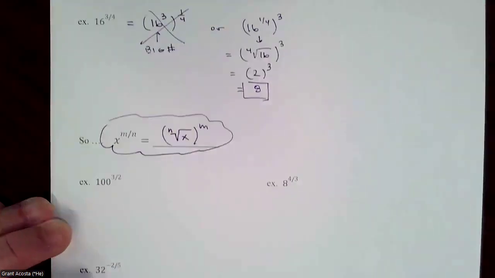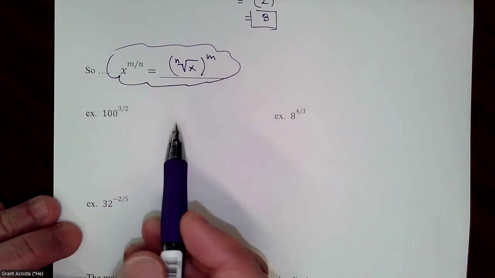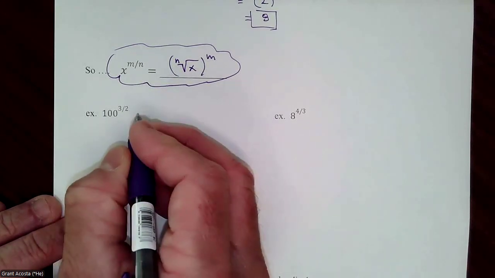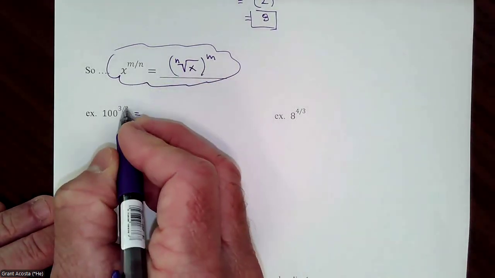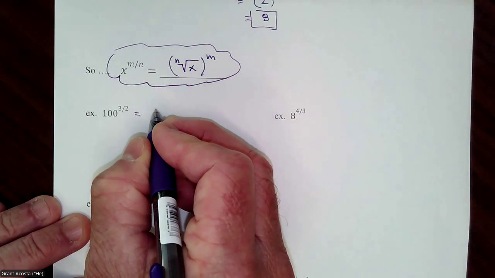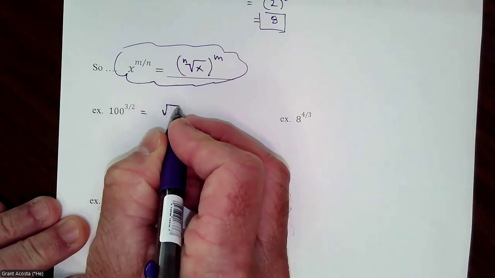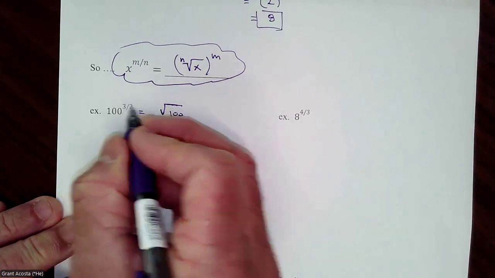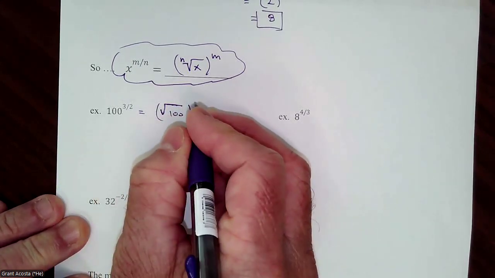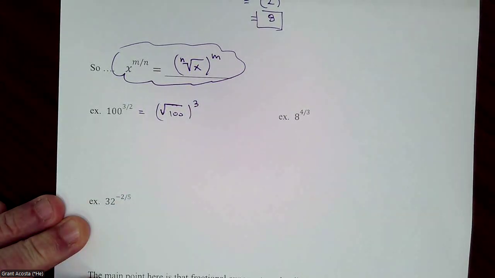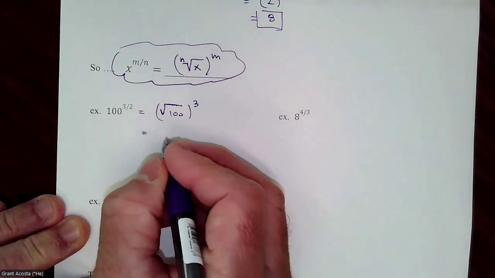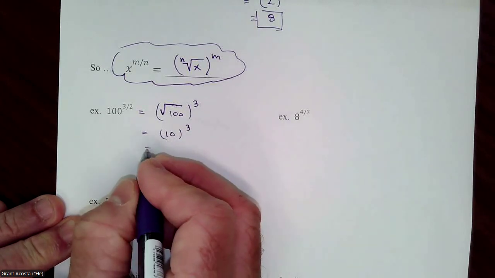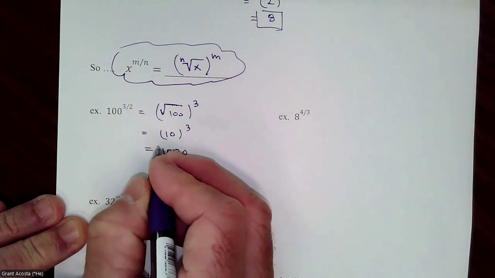So take a second. Well, okay, we'll do this one together. If I see 100 to the 3/2, what I know this means is the bottom number tells me the root. So this tells me I want to take the square root of 100. And the numerator of that fraction tells me to then raise that answer to that power. Square root of 100 is 10. 10 cubed, 10 times 10 times 10, would give me a nice 1,000.